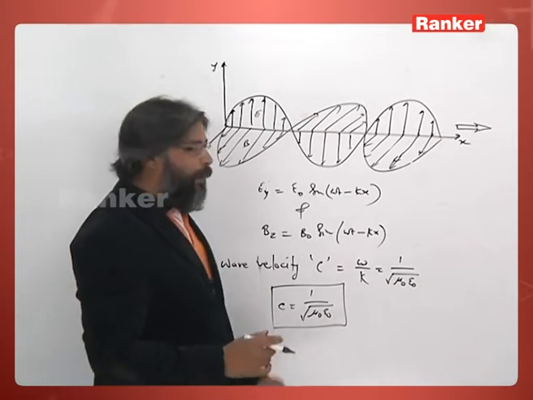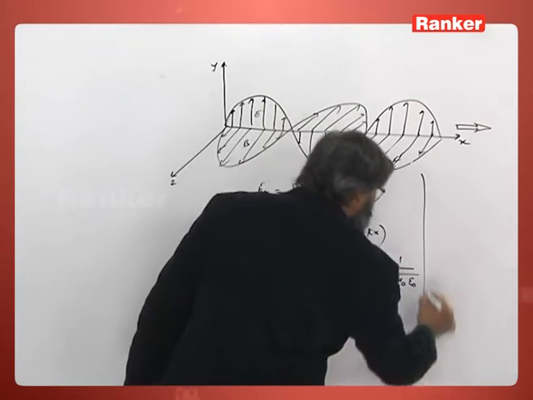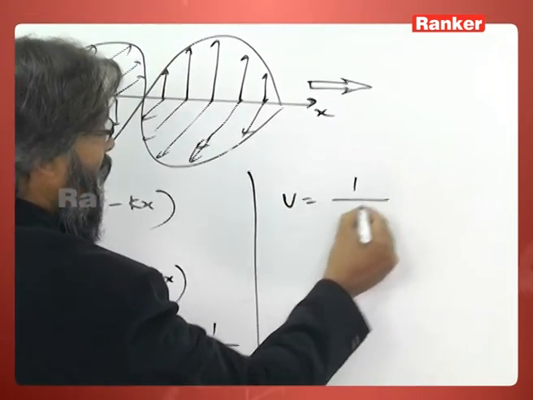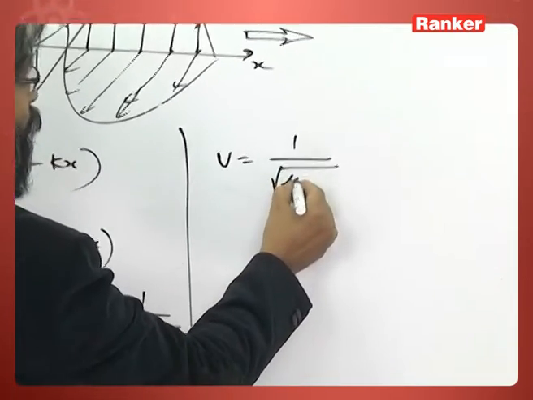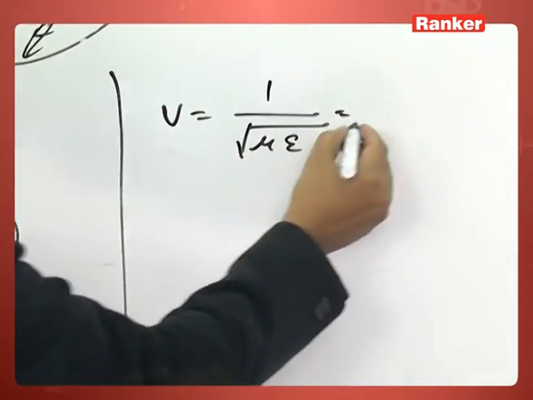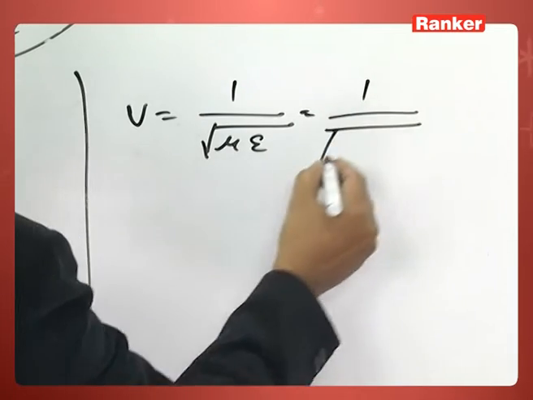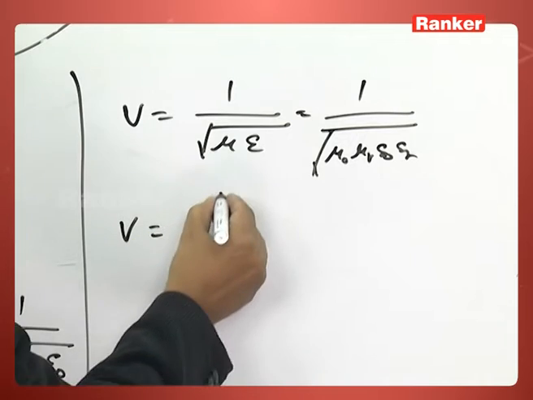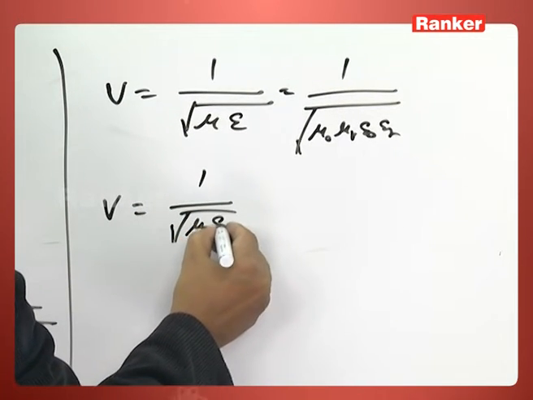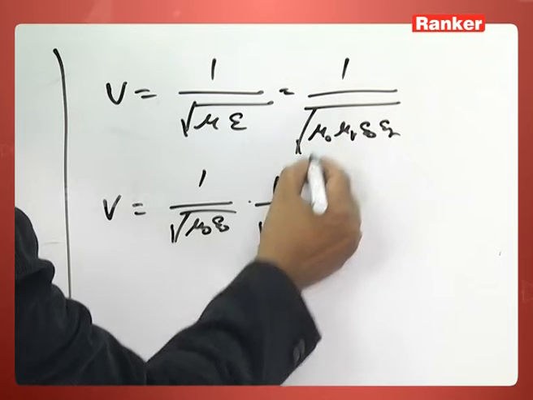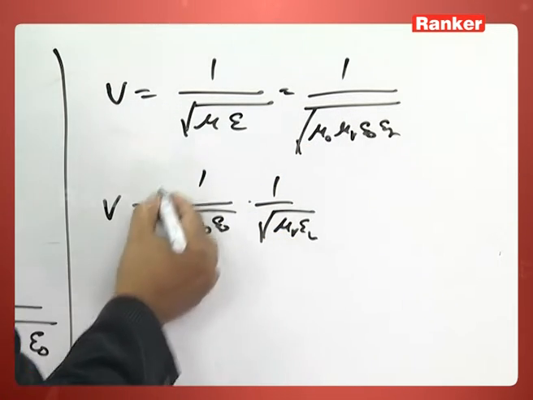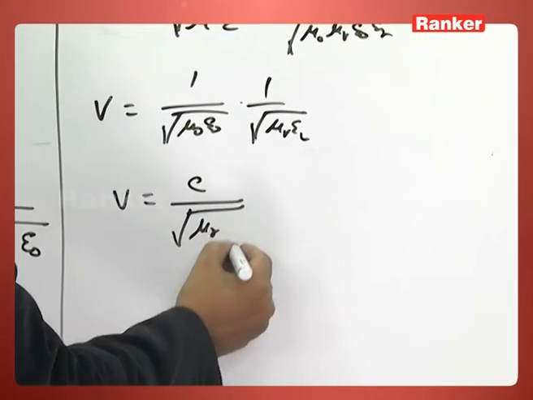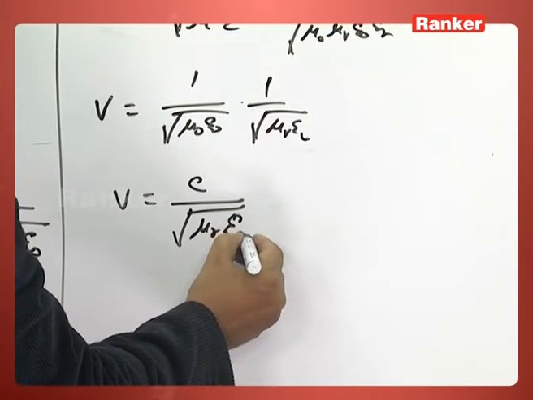Now, when this field propagates in some medium, in any medium apart from air or vacuum, then the velocity will be written as 1 by root over mu epsilon, that is 1 by root over mu naught mu r epsilon naught epsilon r, that is 1 by root over mu naught epsilon naught times 1 by root over mu r epsilon r. The first factor is itself C. So V is equal to C by root over relative permeability times relative permittivity.